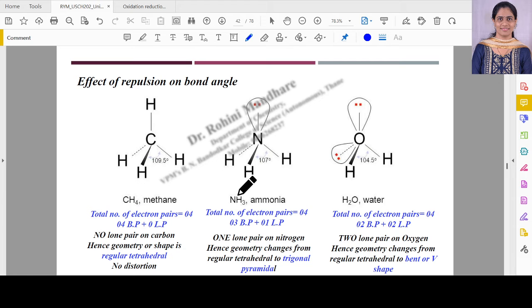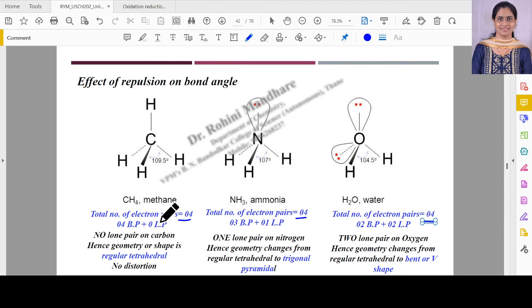Methane, ammonia, water molecule. The total number of electron pairs in all the cases is 4. But if you see bond pairs and lone pairs, the number is variable. In the first example, total bond pairs are 4. In the second example, bond pairs are 3 and lone pair is 1. In the third example, 2 bond pairs and 2 lone pairs are there. Accordingly, the structure will change.